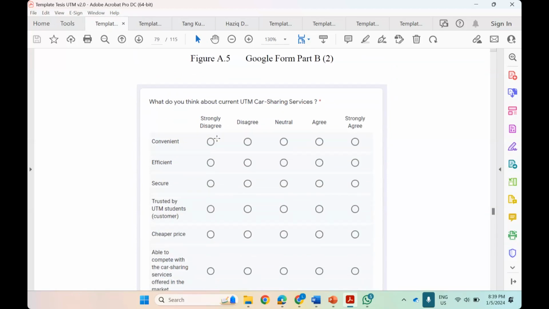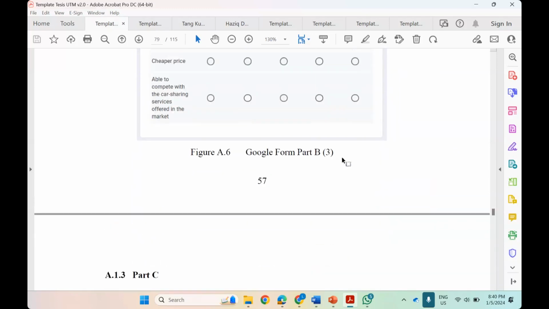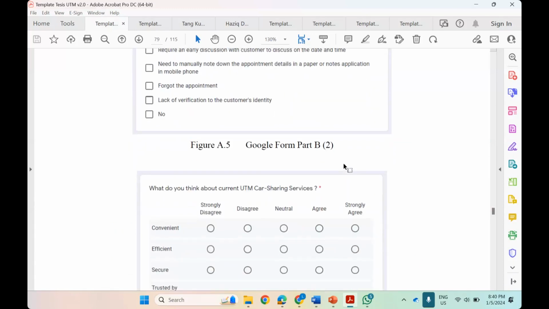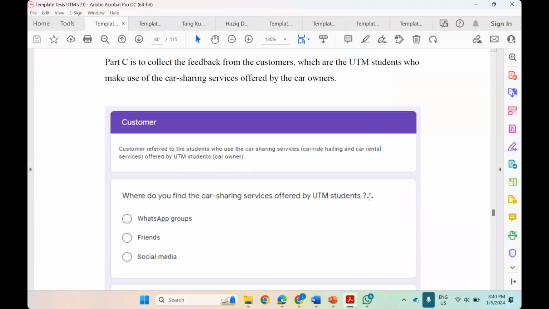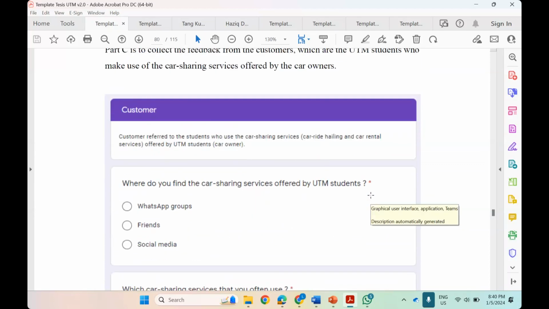Then you mention the current or existing system. The current system can be a manual system; it doesn't matter whatever system they currently apply, so you ask them. The second part here is only to show you how we try to understand our problem. Next part is another one. Before this was for the car owner, and this one is for the customer.